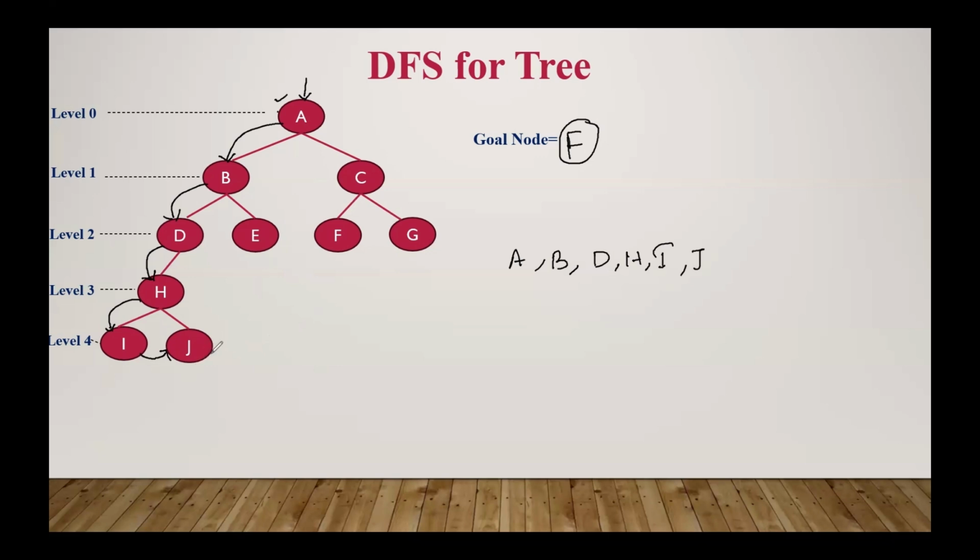Here the backtrack algorithm means it will go back to the parent node. Whenever it goes back to the parent node H, H is already visited. So this is the list of visited nodes.